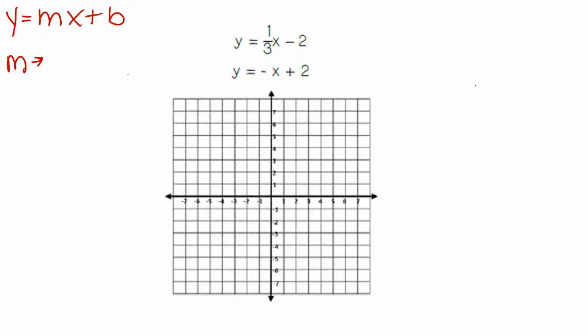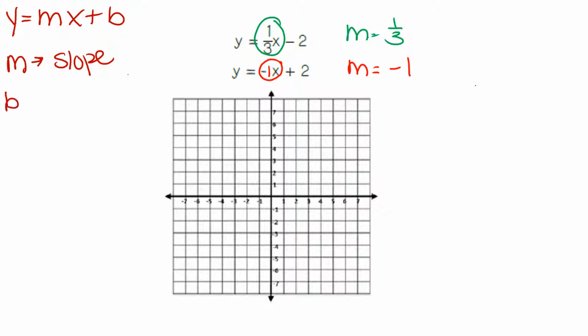Our second step is to identify our slope, the m value. In the first equation, our m value is going to be 1/3. The 1/3 x is side by side. In the second equation, we have a -x. In math, when nothing is written there, we understand that that is an understood 1, so it's going to be a -1x. Our third step is to identify our b value, which represents the y-intercept.